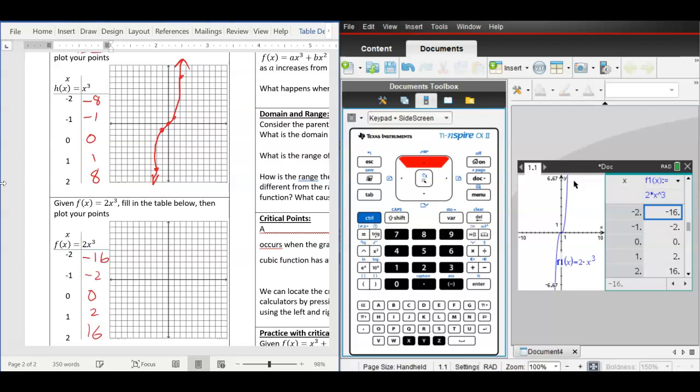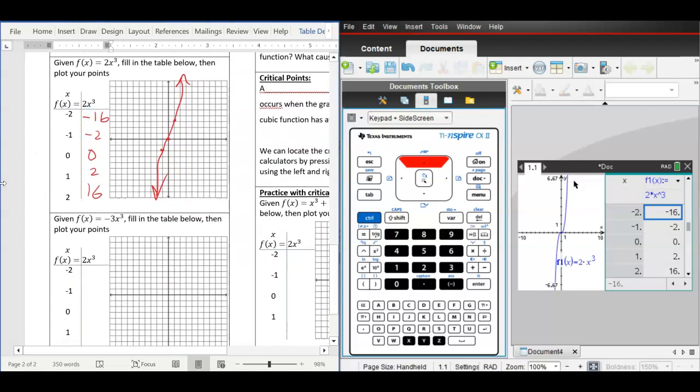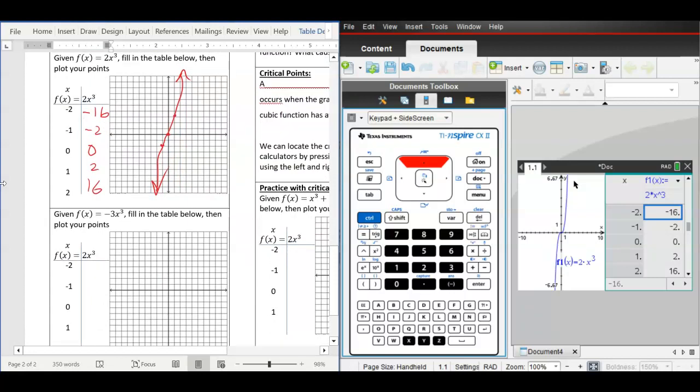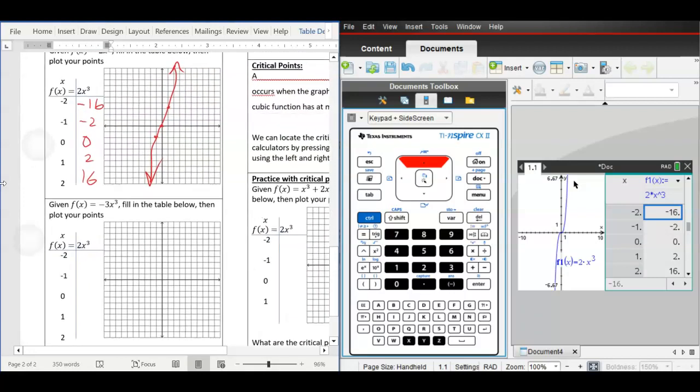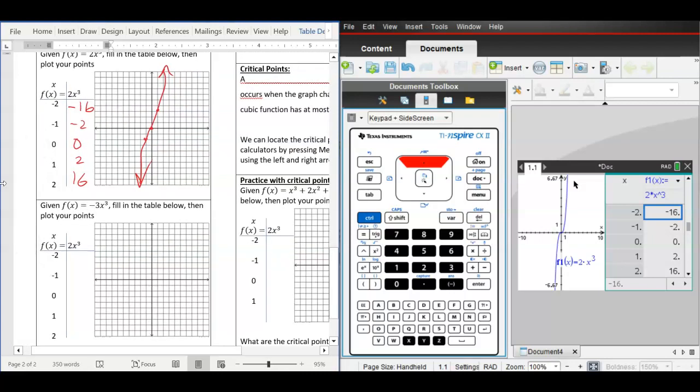Now, when you're plotting these points, the 16s are off the grid. So just plot the ones you can plot. So -1, -2, 0, 0, and 1, 2. Just do your best to make a nice cubic function. That should look a little bit more stretched vertically. And that should make sense because 2 is greater than 1. Vertical stretch. Right?